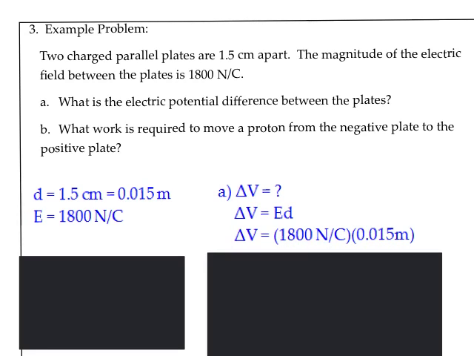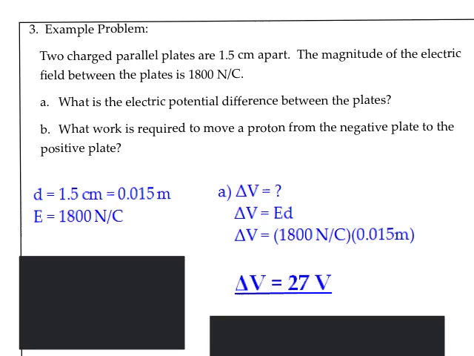So I'm simply going to substitute those two numbers in. Go ahead and calculate that out and check your answer. And you should see that you get about 27 volts for that electric potential difference.